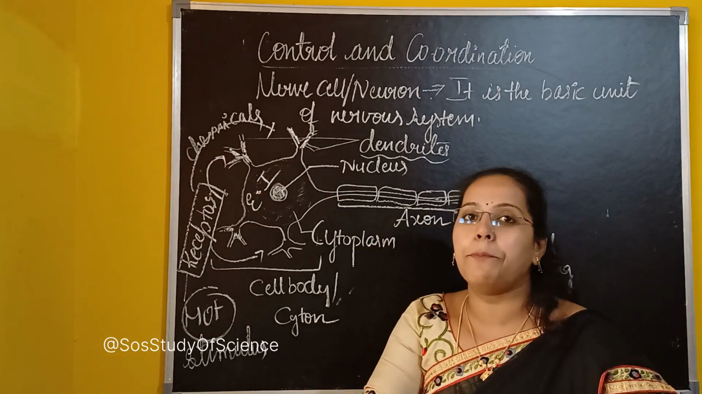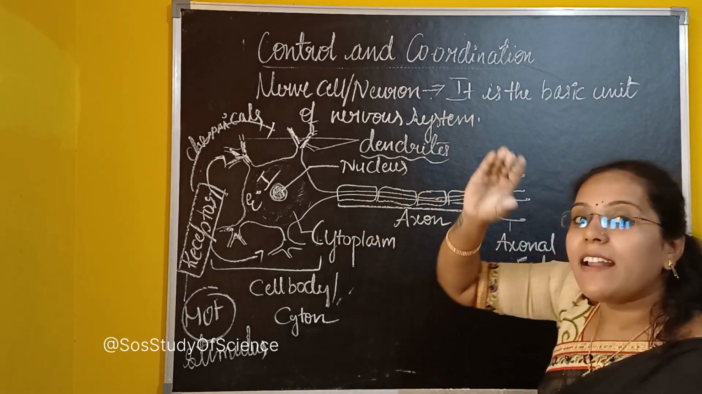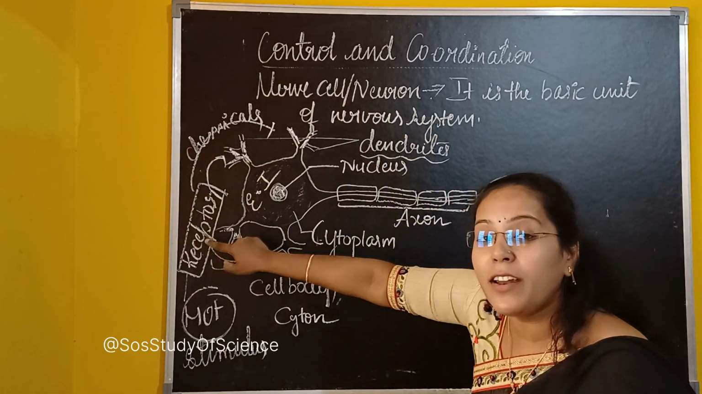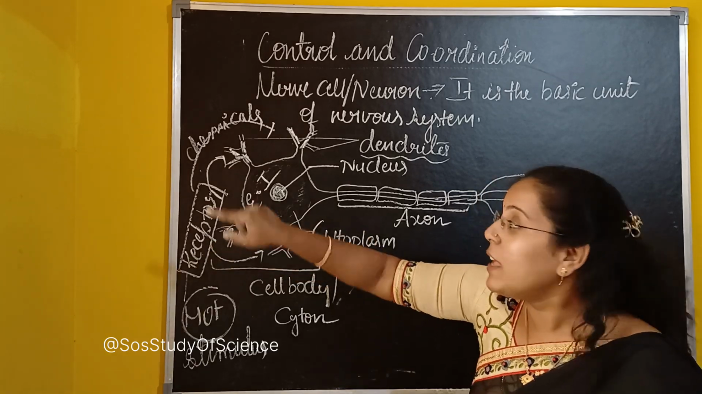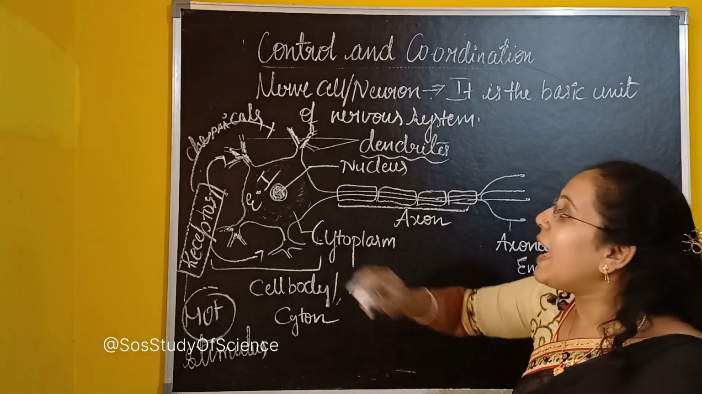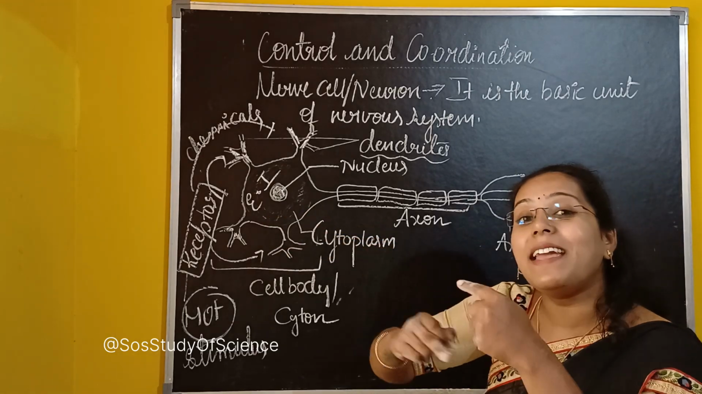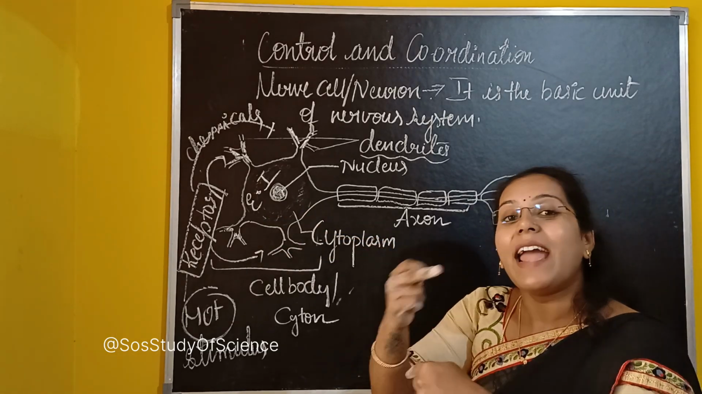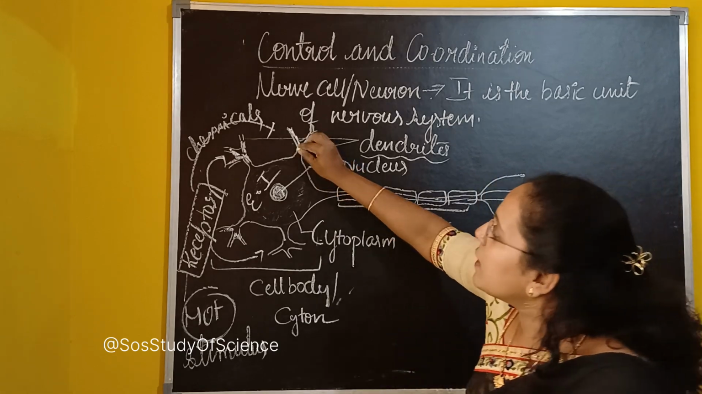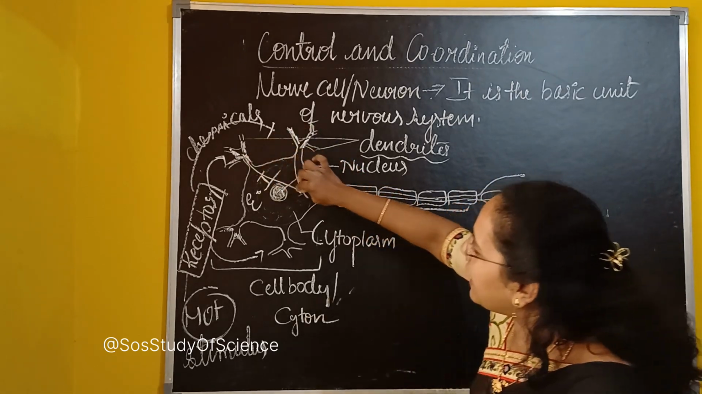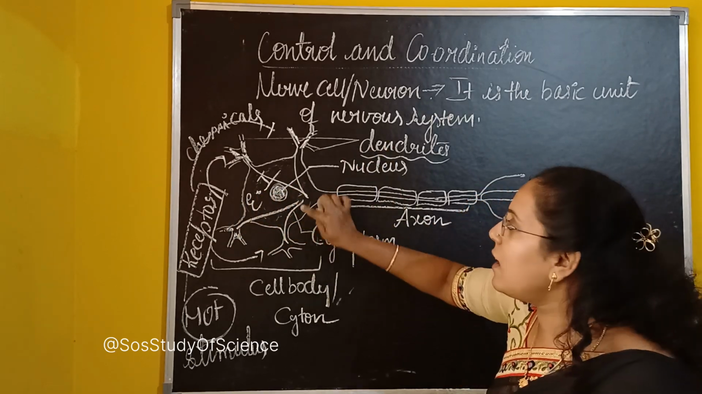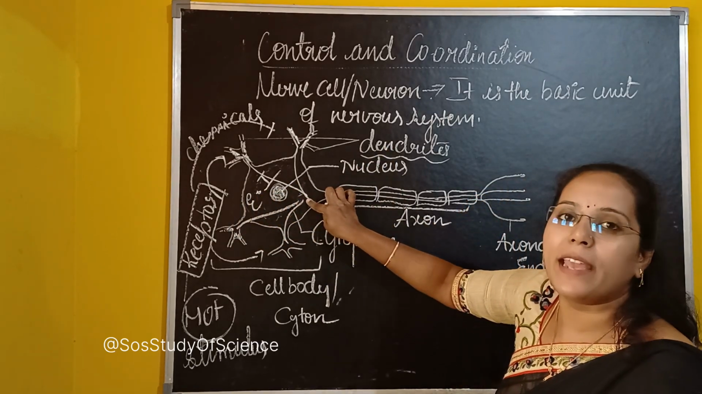I repeat, very important. Dendrites are hair-like structures. They receive the information from receptors. How? In the form of chemicals. And they convert it into electrical impulse. Chemical information is converted into electrical information. Clear, right? Okay. Now, this electrical information from the dendrites has reached to which part of the neuron or the nerve cell? It has reached to the cell body.